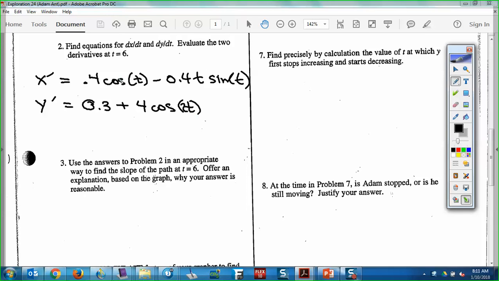Now you were supposed to plug a 6 into those. What did we get for x prime? What was the number? Jace, what did you get? 1.055. And what about y prime, Sam? 3.675. Okay, now just right there, Jace, as soon as you type in a 6 and you get 1.055, what does that mean in this situation? Times 6, that's slope? No.